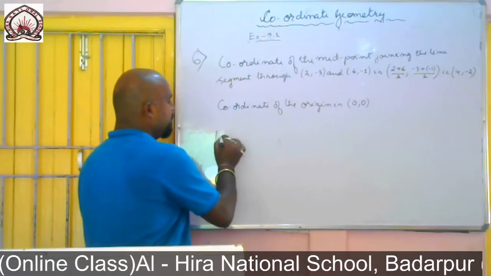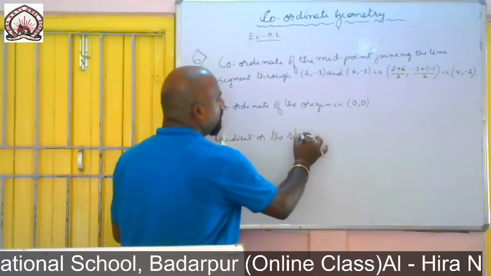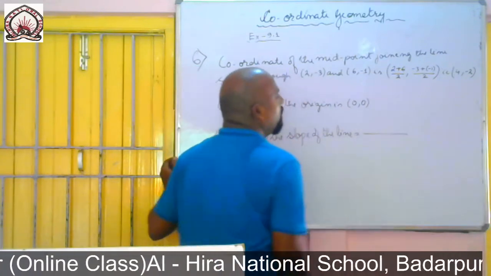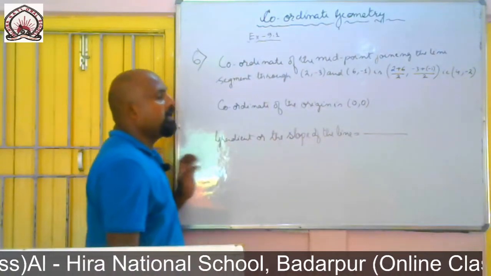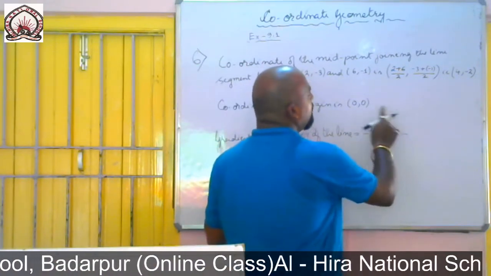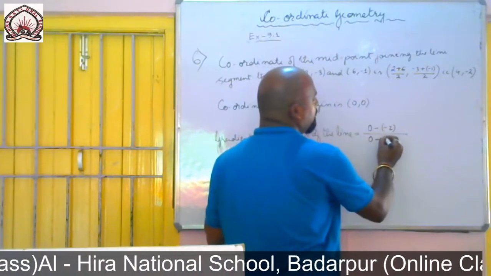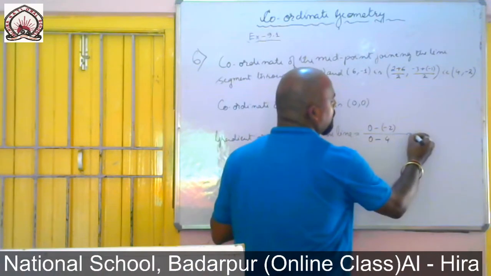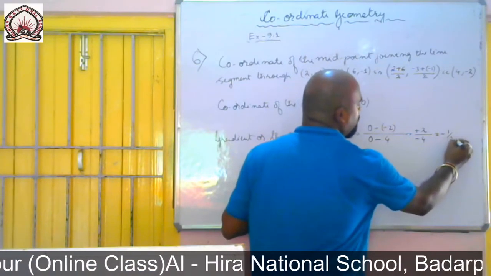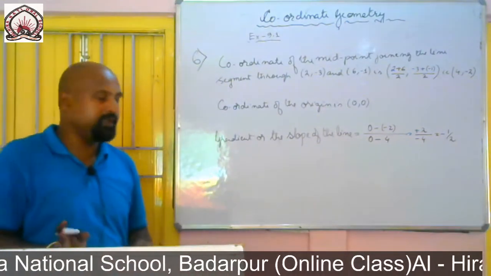Now the gradient or the slope of the line equal to change in y coordinate. Now 0 minus of minus 2 divided by 0 minus of 4. Then what we are getting? Plus 2 divided by minus 4, that is equal to minus 1 by 2. Okay. So the value is equal to minus 1 by 2.